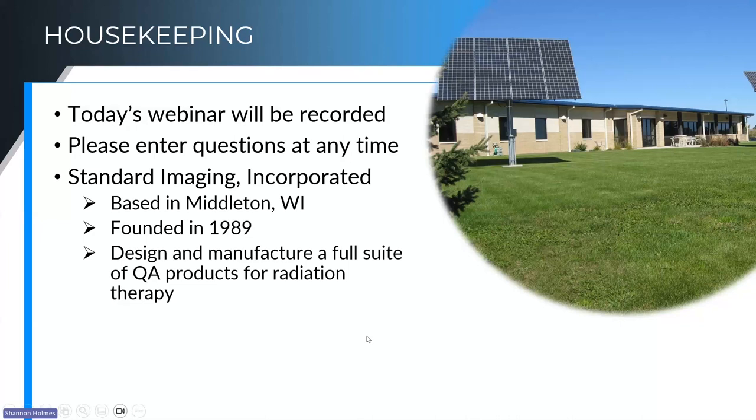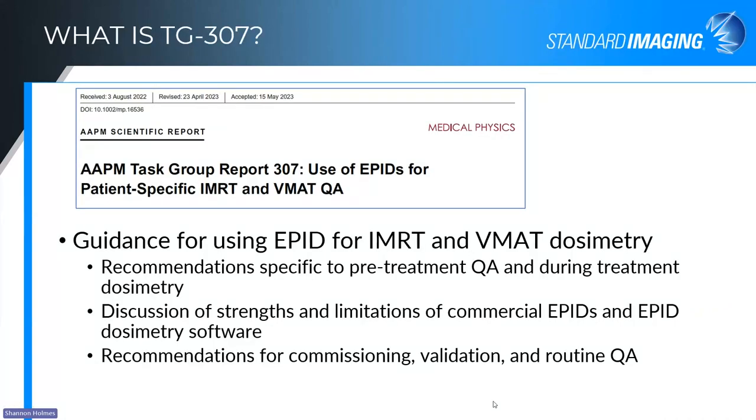So with that, let's get into what is TG307. TG307 really is guidance for using your portal imager for IMRT and VMAT dosimetry, not just pre-treatment QA, but also looking at the during treatment or transit dosimetry. So 307 does a really good job of discussing some of the strengths and limitations of commercial EPIDs, of commercial EPID dosimetry software, and then provides some recommendations for commissioning, for validation, and performing routine QA.